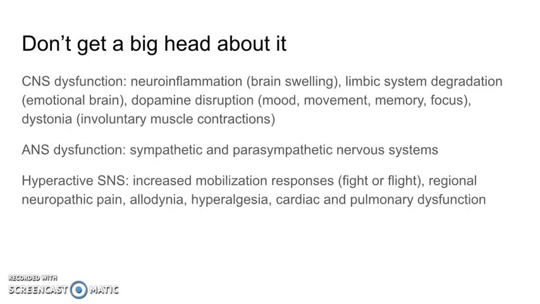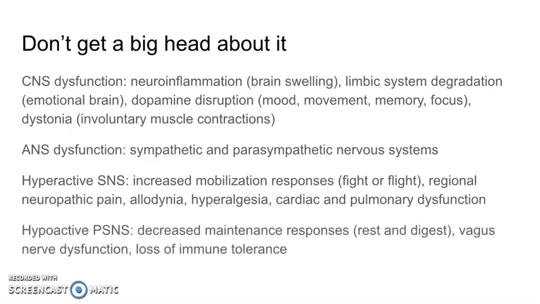When you have a hyperactive sympathetic nervous system, that means you have an underactive parasympathetic nervous system. This means you are having decreased maintenance responses, which is your rest and digest responses. You are also experiencing vagus nerve dysfunction, which is the longest, most complicated nerve in your body. You are also experiencing a loss of immune tolerance, which means your immune system is going from standby mode to an active defense. If you would like to explore any of these concepts in further detail, go ahead and switch over to level number 3, where I'll be talking about these with more specificity.